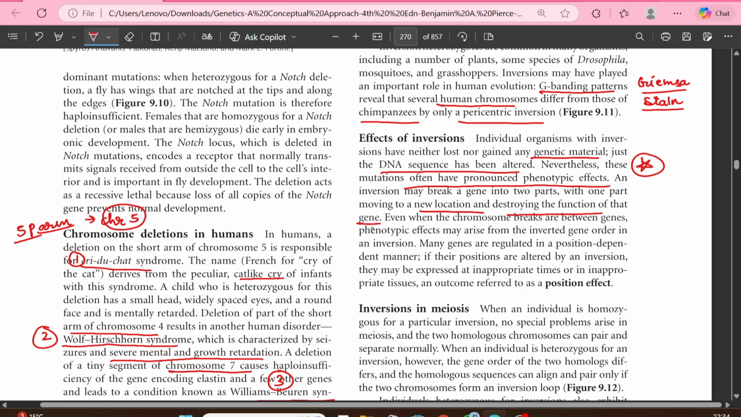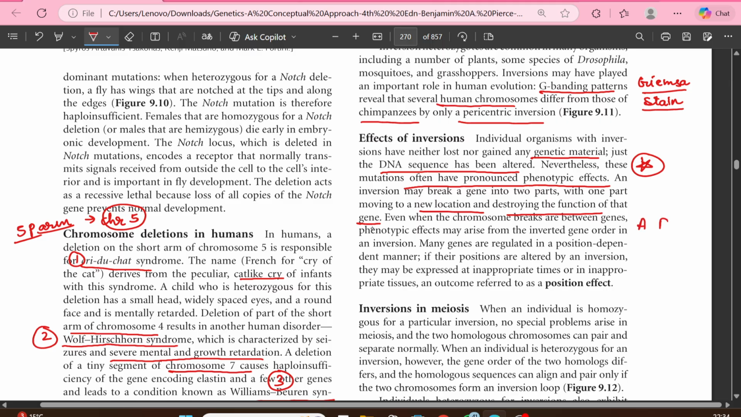See, there is no part deleted, but the chromosome can be divided in the progenies, and we will discuss how it can be done. Even when the chromosome breaks are between the genes, phenotypic effects may arise from the inverted gene order in an inversion. Many genes are regulated in a position dependent manner.